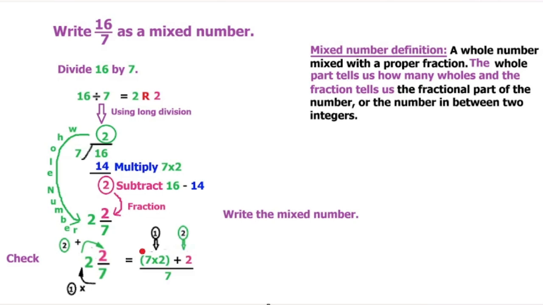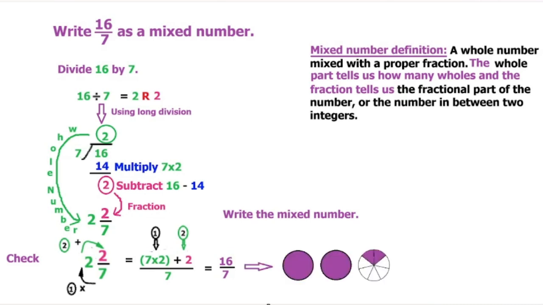So here we have 7 times 2, which is our first operation here. And then we add 2, which is our second operation here. And you put it under the denominator of 7. So calculate that out. And you get 16. 7 times 2 is 14, plus 2 is 16. 16 over 7. So that's how we know we got the right answer.